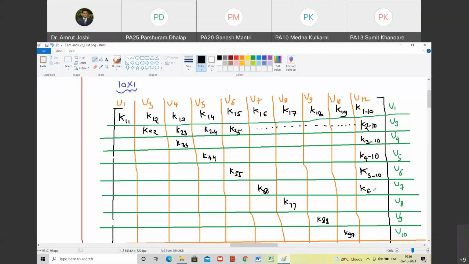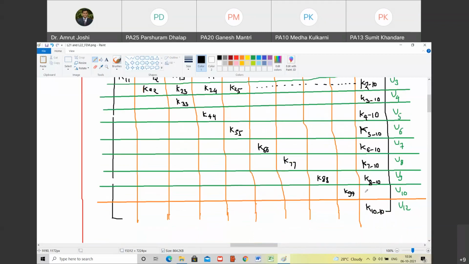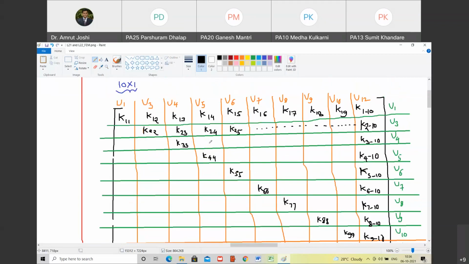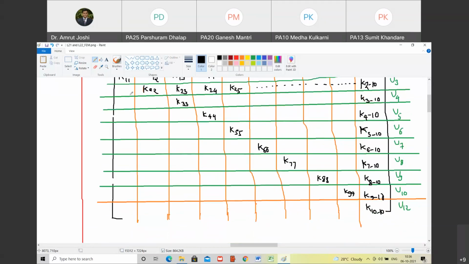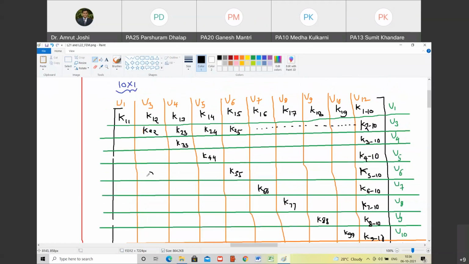What is K610? It is the 6th row, 10th column element of the stiffness matrix. What is K710? It is the 7th row, 10th column element of the global stiffness matrix. This is K810 and this is K910. So this continues. It will be 33, then 34, 35, and so on. And this matrix is symmetric. So on this side I will simply write that it is symmetric. That means the reflections of all those elements are going to come here.